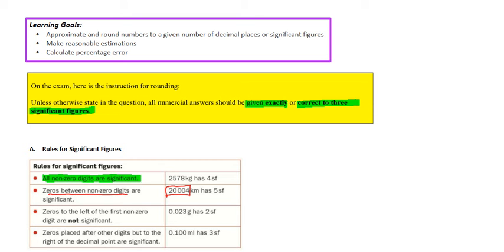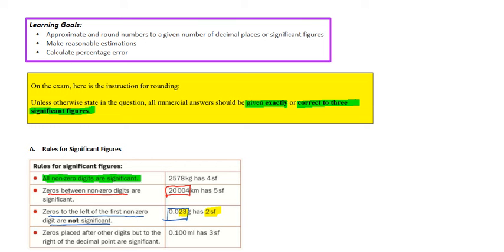The next two rules are kind of related. Zeros to the left of, or preceding, the first non-zero digit are not significant. So for example, the 0 prior to the 2 and 3 in this example here is not significant. You'd only start counting your significant figures when you reach the 2 and the 3, so those would only be two significant figures.